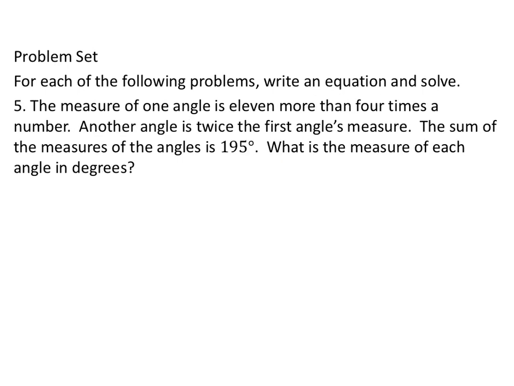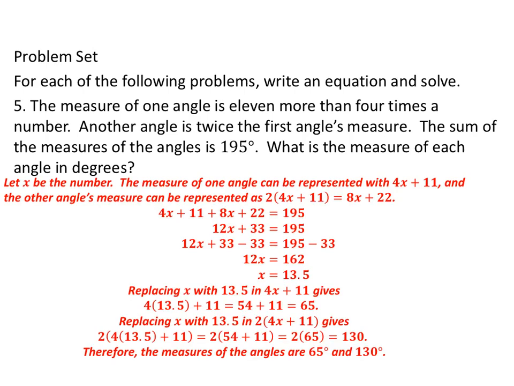Number 5 in the problem set. The measure of one angle is 11 more than 4 times the number. Another angle is twice the first angle's measure. The sum of the measures of the angles is 195 degrees. What is the measure of each angle in degrees? 1 minute with your neighbor. Go! And there's the answer again. Just check and see what you did against what we have right here and see how you fared. Hopefully you did well.